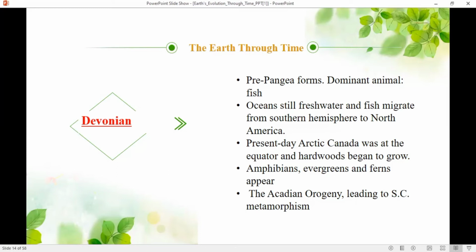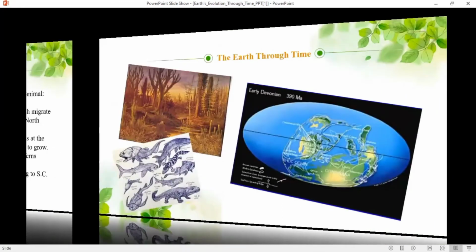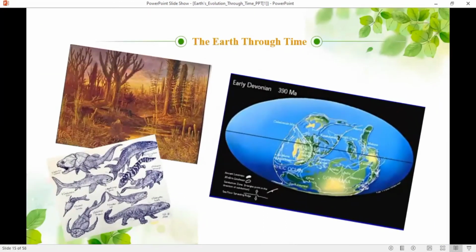The amphibians, the evergreens, and ferns appear in the Acadian orogeny, leading to metamorphism. The Devonian period was also known as the Age of Fishes. The period was known as the Age of Fishes because it spawned a remarkable variety of fishes.